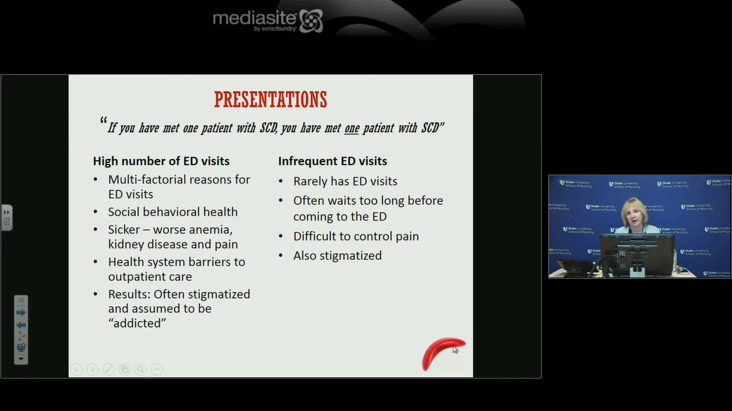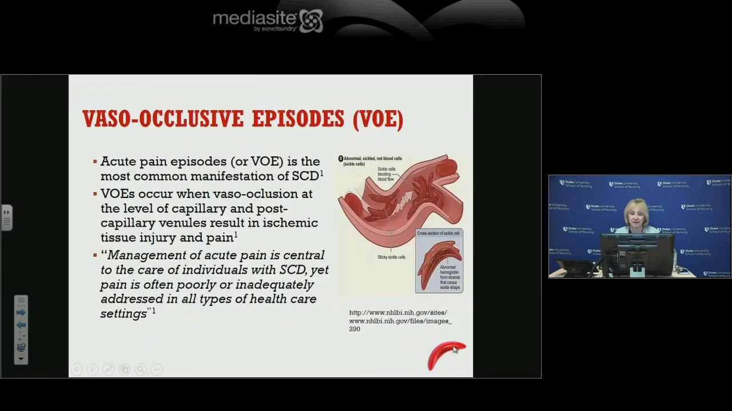On the other side of this slide, what you see is the infrequent visits. And these are the majority of patients. So the minority of patients, maybe about 10% of patients, have a very high number of visits, and about 90% do not. So they rarely come to the emergency department. When they do come, they don't have a good experience, so they often wait too long, and then it's difficult to control their pain. And unfortunately, they are victims of the same stigma that is received by patients with a high number of ED visits. So that's just a little background.